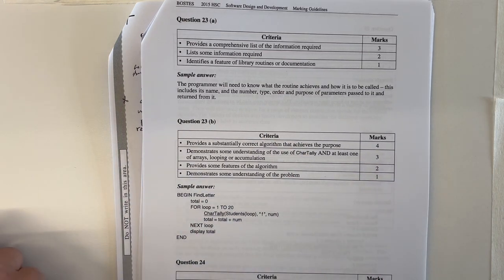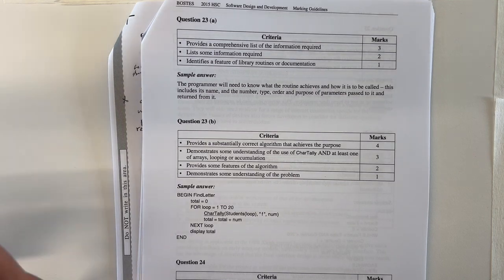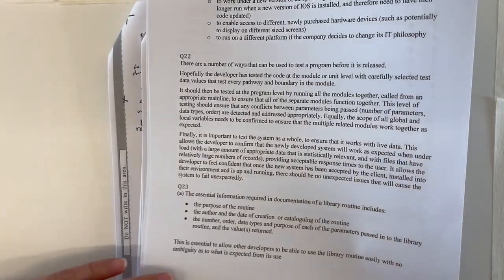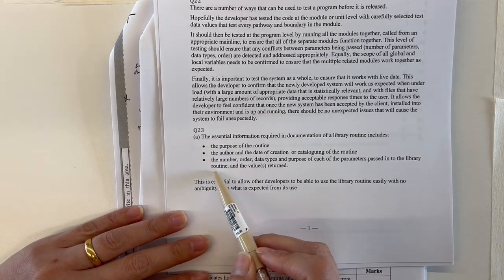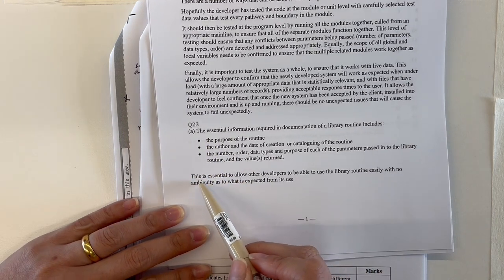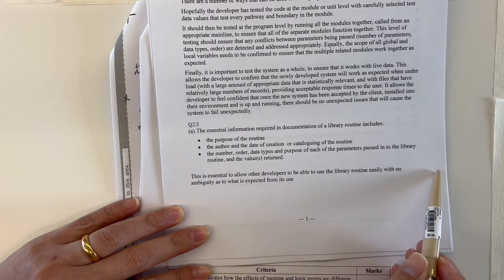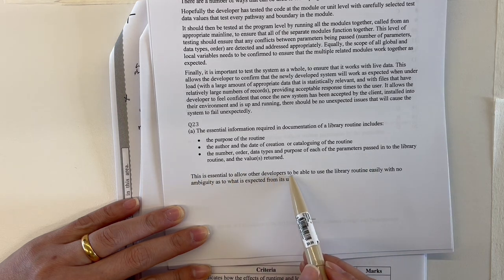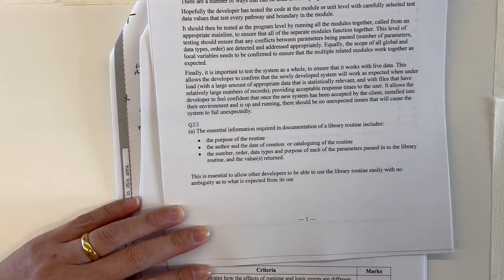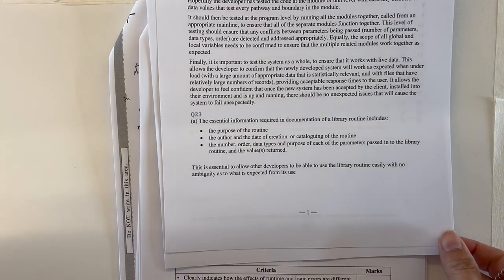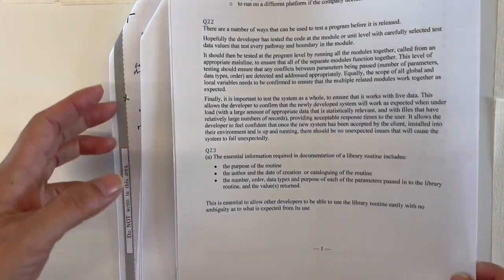So I think I've done a pretty decent job. Hopefully I got the 3 marks. But let me have a look as well at the answer from the ICT educators. And yep, this is basically straight from the dot points. And then a little phrase explaining this is essential to allow other developers to be able to use the library routine easily with no ambiguity as to what is expected from its use. Okay, so that's a question I wanted to recap.